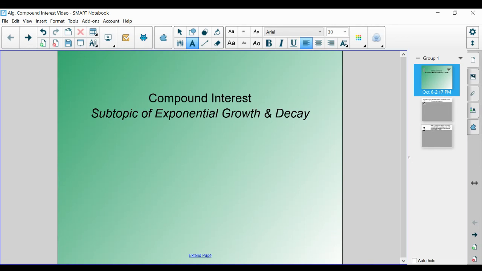So today we are going to be learning about what's called compound interest. This is a subtopic of exponential growth and decay, which is section 9.3 in your textbook. Last class we talked about how to calculate exponential growth and decay. This time we're going to be talking specifically about compound interest. Please have out your guided notes for section 9.3, because we're going to be looking at the back side of your notes to answer a couple questions and talk about compound interest.